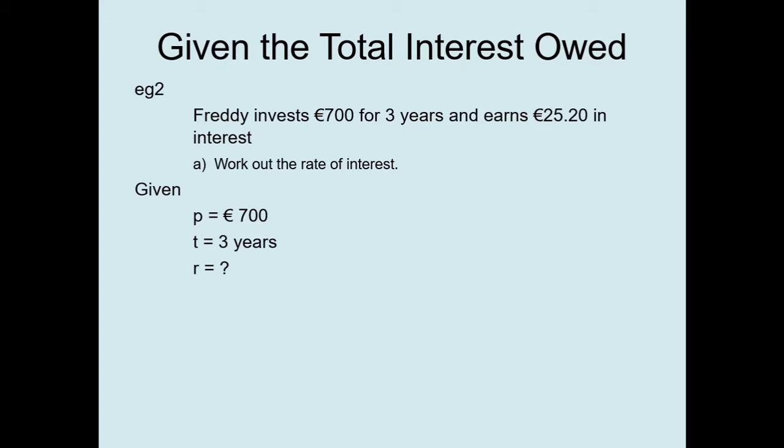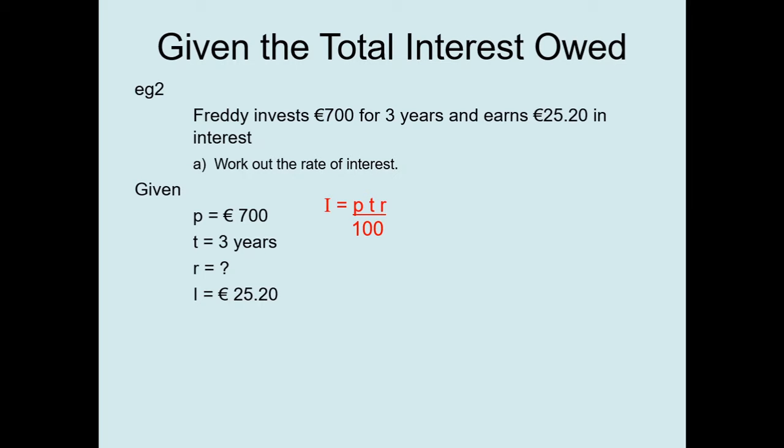And what about the interest? We're told that he earns 25 euros and 20 cents in interest. So we've got the I. Once again, we know this is a simple interest question, so we set up the simple interest formula. Even though we know what the interest is, we need this formula so we can substitute the values we know into it and rearrange to find the values we don't know.